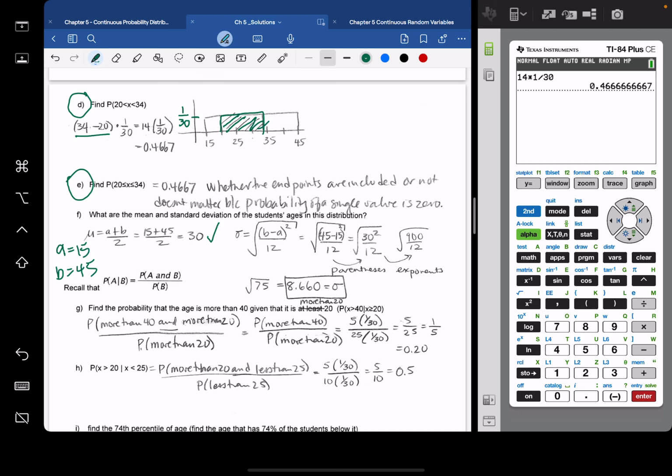And finally, take the square root of 75. So I can walk you through this. 45 minus 15, parentheses squared, enter, divided by 12, enter. Second square root, second answer, enter, 8.66. 8.660, in fact. So sigma is our standard deviation symbol.